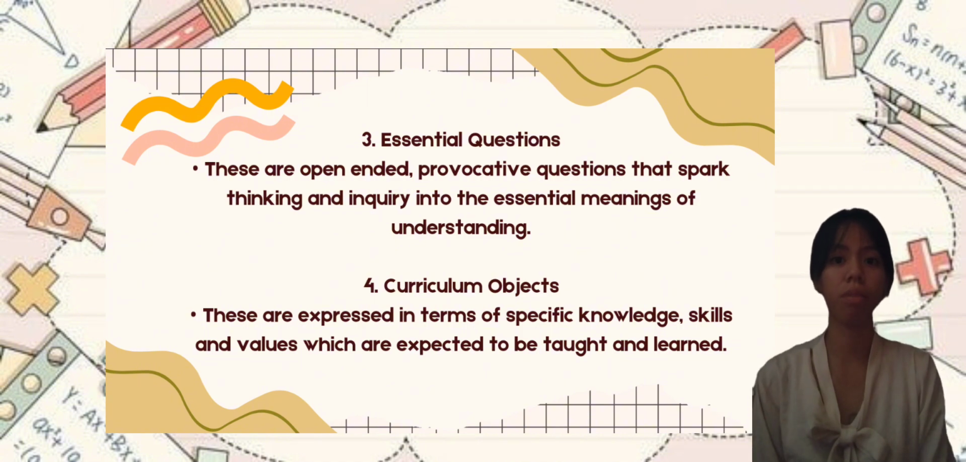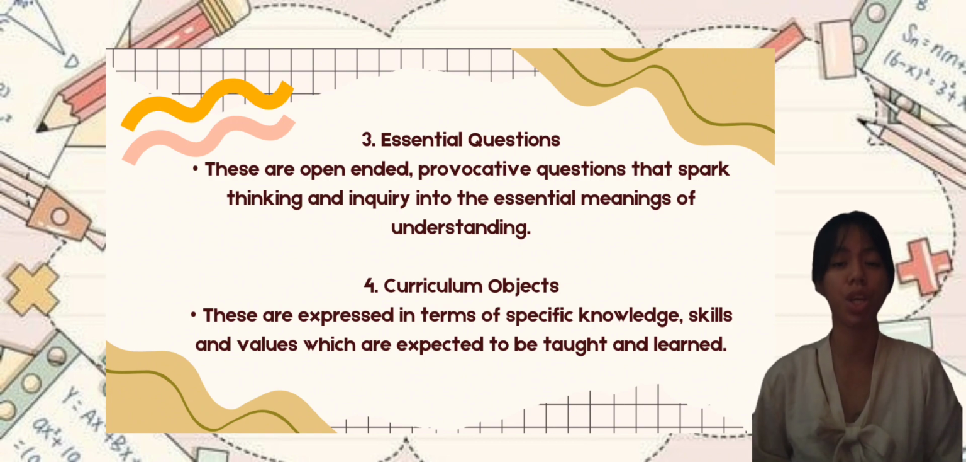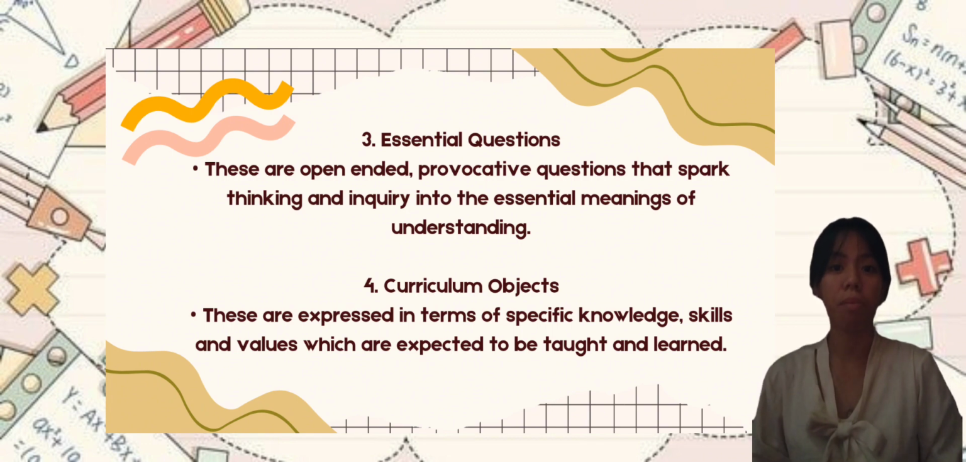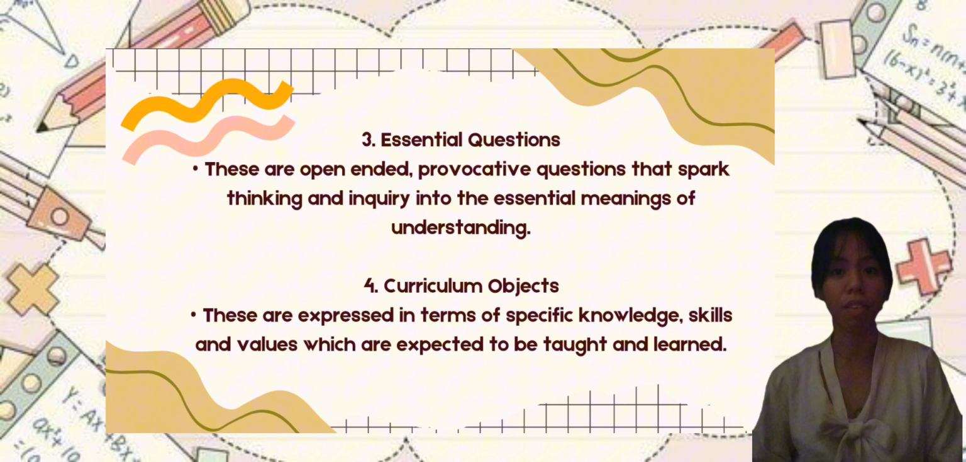Number 4, curriculum objectives, are specific statements that outline the knowledge, skills, and values that are expected to be taught and learned within a curriculum. For example, in a health education curriculum, an objective could be: students will demonstrate the ability to make informed decisions regarding personal health behaviors, such as choosing nutritious food and engaging in regular physical activity.